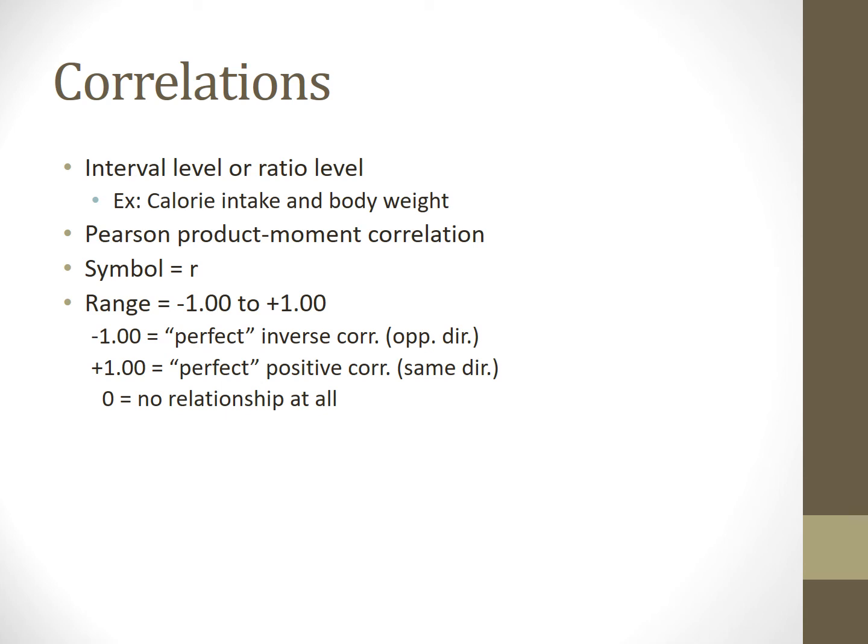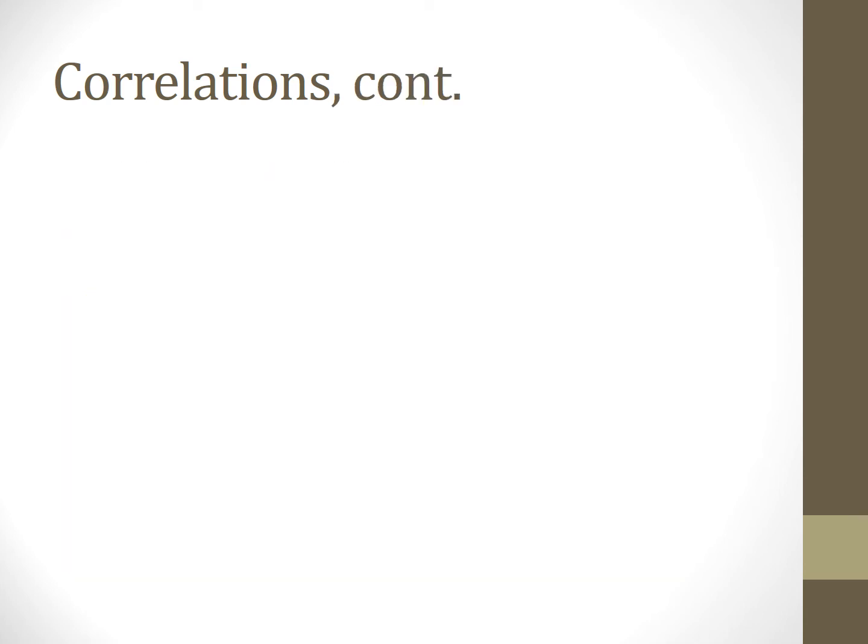The only possibility for correlations is that they are from -1 to +1. So R equals somewhere in there. If something was a -1, that means there is a perfect inverse correlation. Perfect. As something goes up, something else goes down. That's an inverse correlation, or it might be called a negative correlation. As something goes up, something goes down.